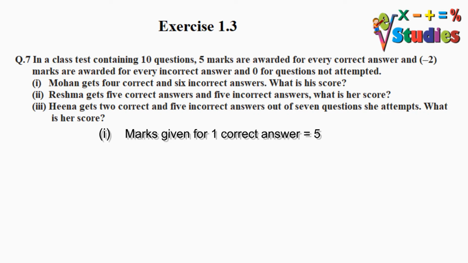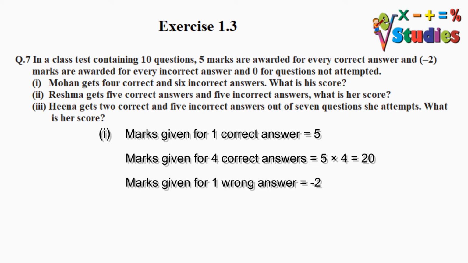The first one is that Mohan gets 4 correct and 6 incorrect answers. What is his score? So here Mohan has got 4 correct answers, so 5 marks for each answer. When we multiply 5 with 4, we'll get 20 marks for the correct answers. And he has got 6 incorrect answers. So for every incorrect answer, 2 marks are to be debited. So therefore we have these 2 marks in negative.